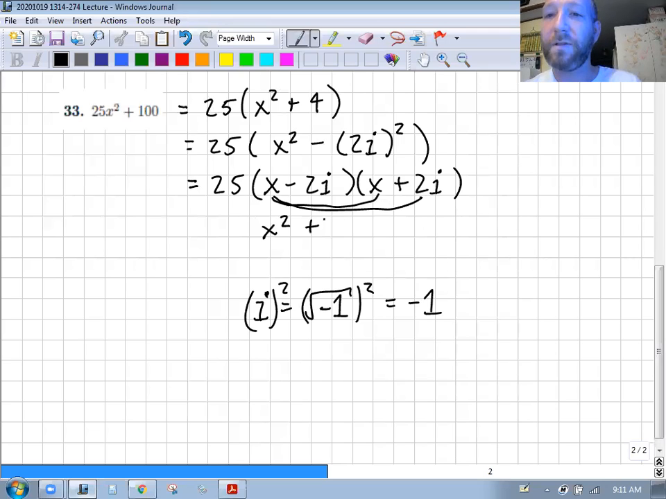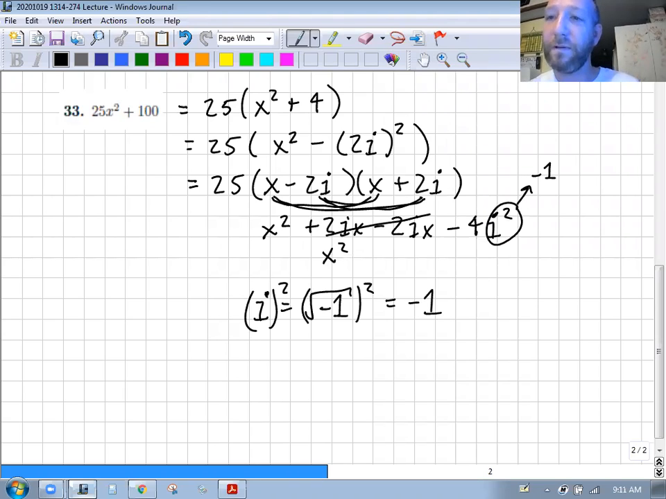We got a plus 2ix, a minus 2ix, and then this last one, we have a negative 2 times 2 is 4, and the i times i is i squared. Right, these go away, and this i squared is a -1. The minus and the minus give us our plus.